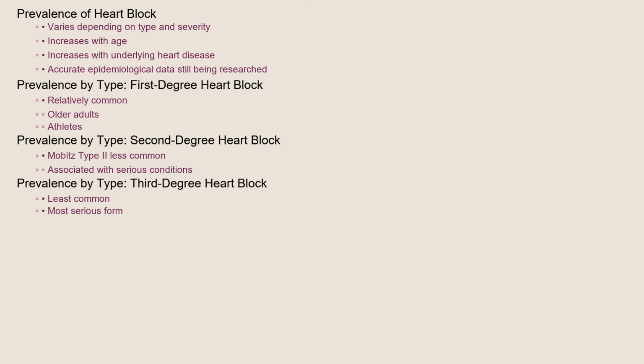The prevalence of heart block varies depending on the specific type and severity. First-degree heart block is relatively common, particularly in older adults and athletes. Second-degree heart block, especially Mobitz type II, is less common and often associated with more serious underlying heart conditions. Third-degree heart block, also known as complete heart block, is the least common but most serious form. While exact figures are difficult to pinpoint, heart block generally becomes more prevalent with increasing age and the presence of underlying heart disease. Accurate epidemiological data is still being researched to fully understand the scope of this condition.